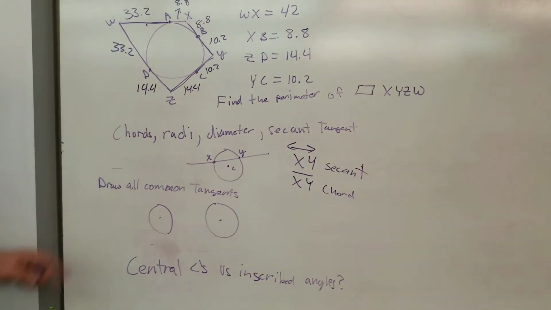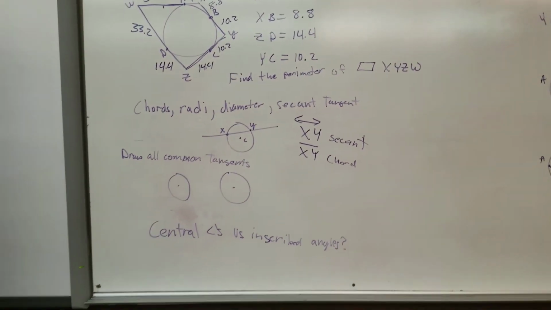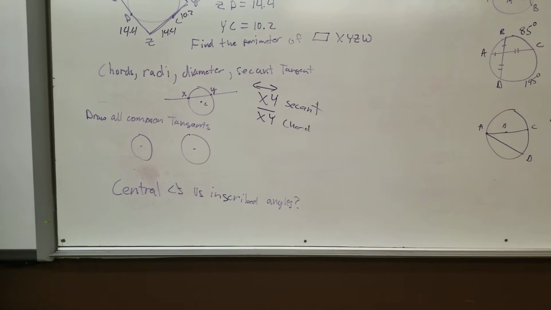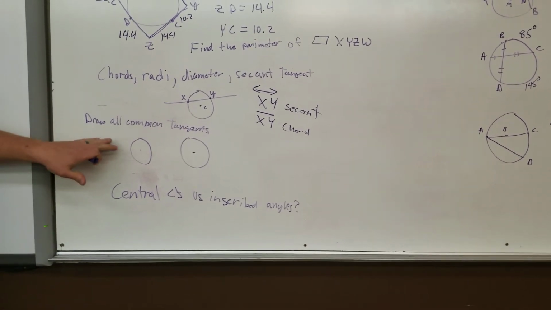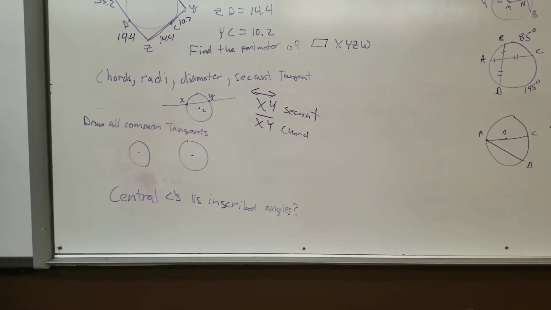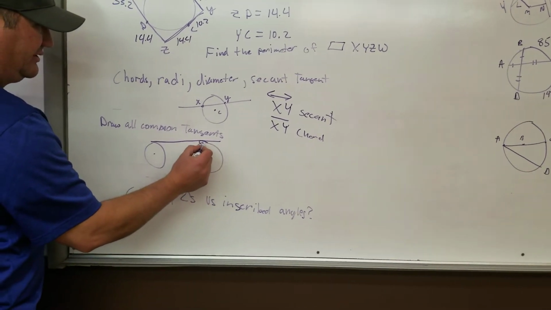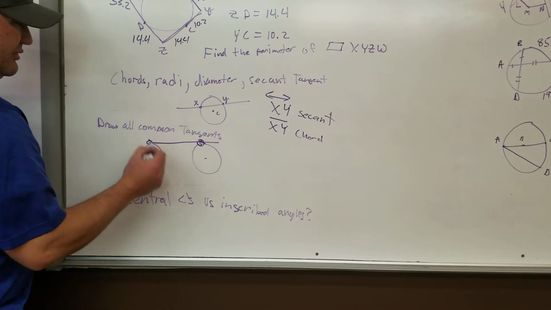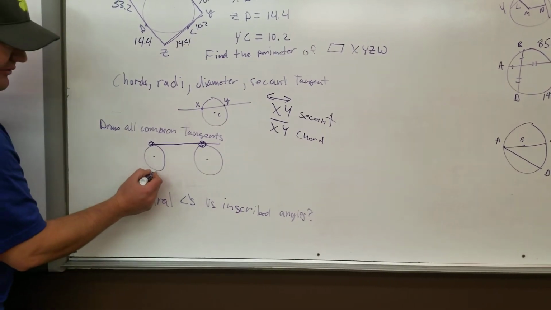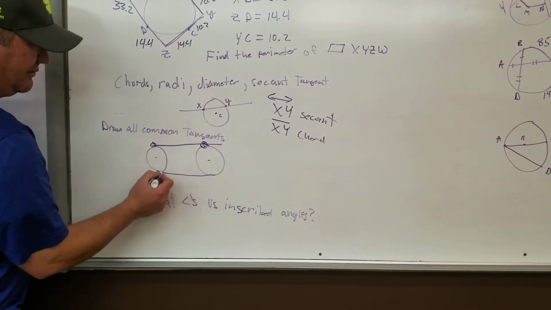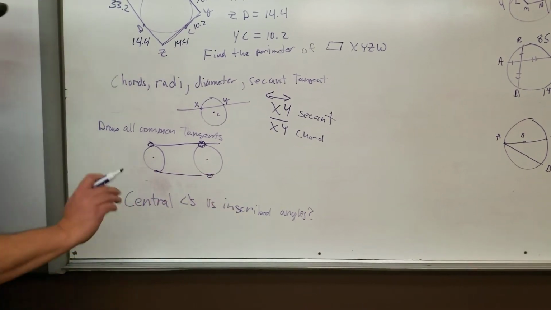Okay, next one. We're going to draw all common tangents to the two circles. To draw all the common tangents to the two circles, a lot of kids are going to say, oh, okay, I'm just going to go from this circle to this circle, common tangent. There's a point there, there's a point there, boom, good. I'm going to go from here to here. All right, good. And they'll think that that's all there is.